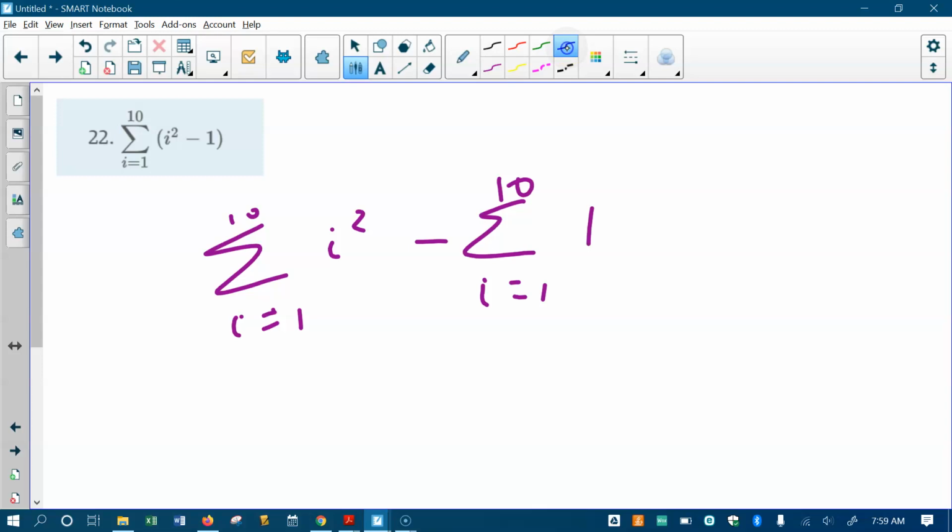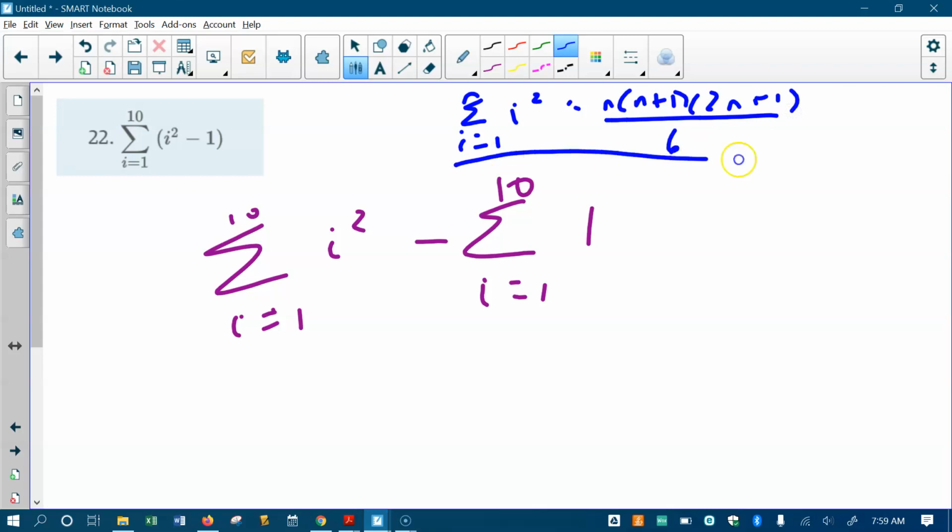Now you'll have to remember the properties. There were two of them. One of them was the sum from i equals 1 to n of i squared is equal to n times n plus 1 times 2n plus 1 over 6. The second one was the sum from i equals 1 to n of some constant is equal to that constant times the number of terms that you have. So let's go bit by bit.